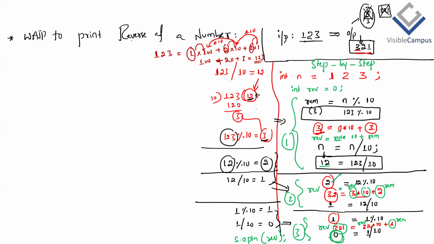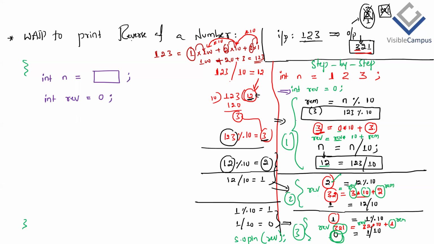What are the things that are required? One number is required as input. So first, assume this is the main method. What's the first thing? int n equals some input. I don't know the number; for understanding we took 1, 2, 3. The next one, more variables required? Reverse. int rev equals 0. We have to know this. It should be 0 only. There is no other option for that.